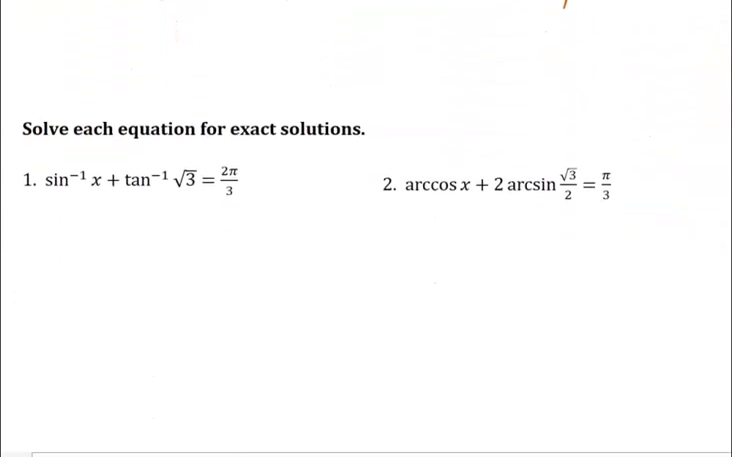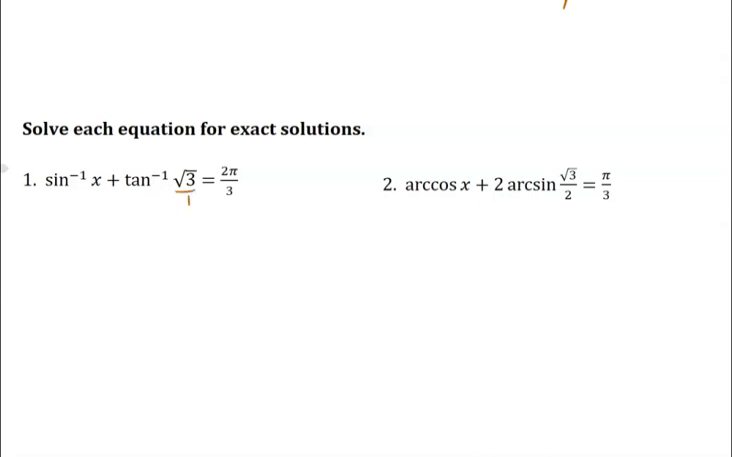For these last two, again, we are solving for exact solutions. That means one, we're not using a calculator, and two, we're not going to leave something as sine of whatever or cosine or tangent of whatever. We need to actually evaluate those. So I have sine inverse of x plus tangent inverse of √3 equals 2 pi over 3. Well, this one right here has no variable, so I should be able to evaluate this.